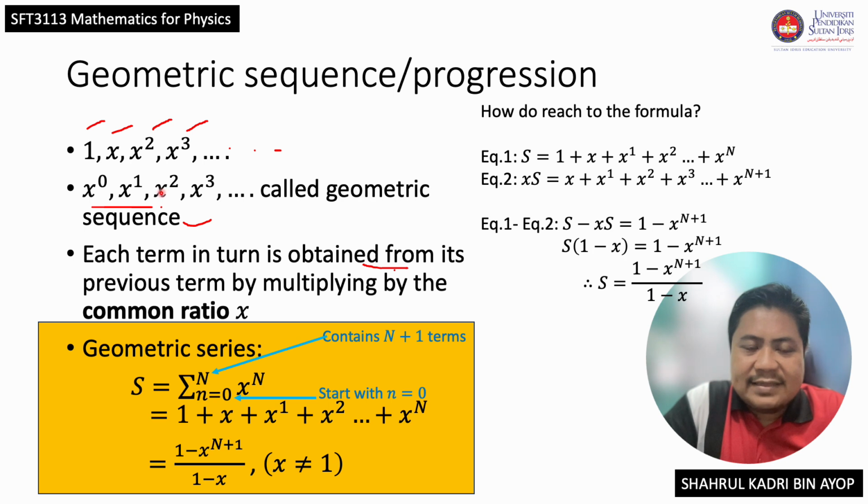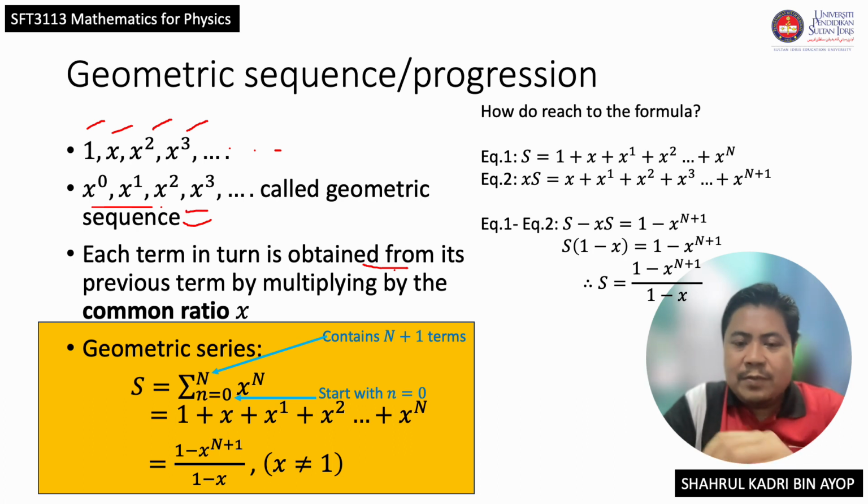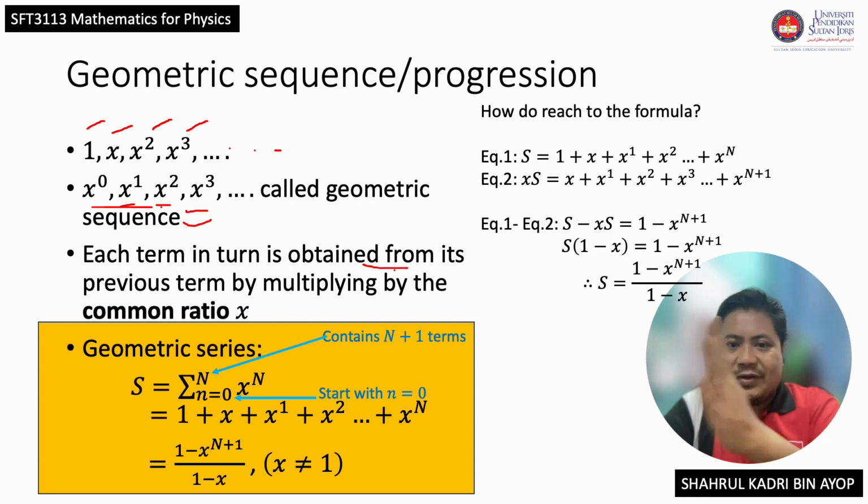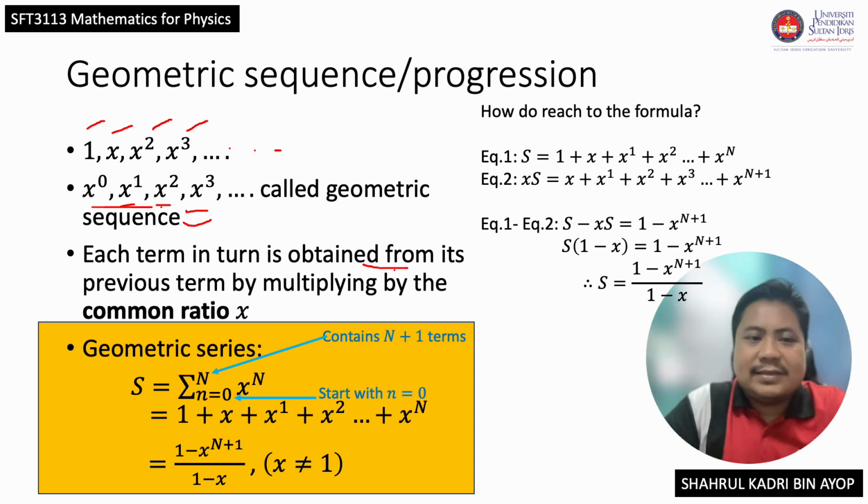For example, if we take x to the power of 3, it is actually x to the power of 2 multiplied by x. So we have x squared, and this is 1 multiplied by x. So we have a common ratio, and it is a geometrically increasing sequence, we can say.